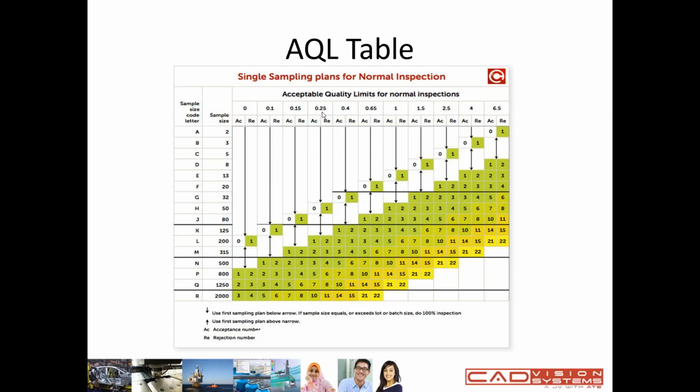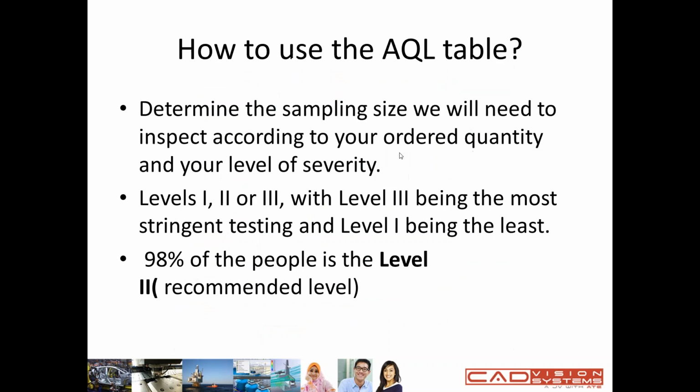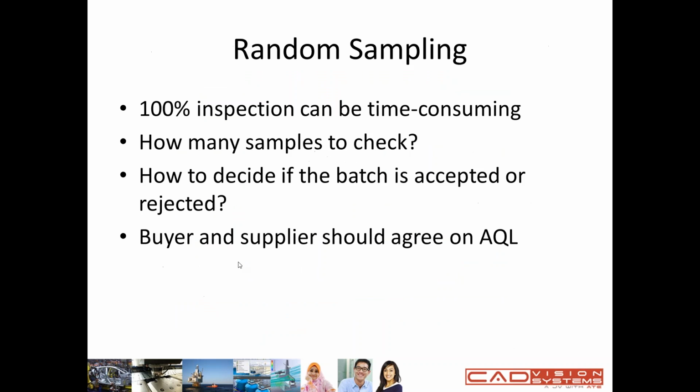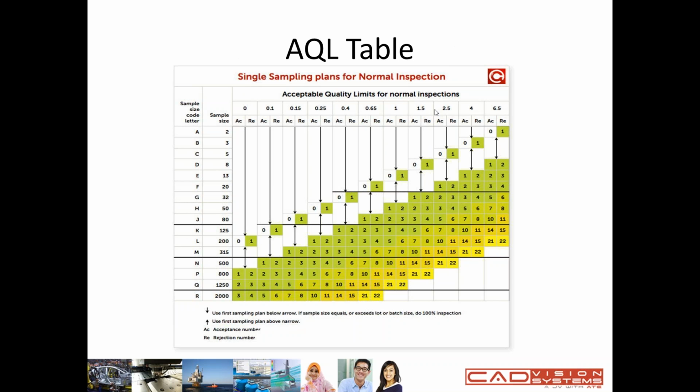That one is 0.25%, so it's supposed to be 2.5 based on this setting. For the major defect at 2.5%, the accept level is 10. If it goes to 11, you reject the whole batch.